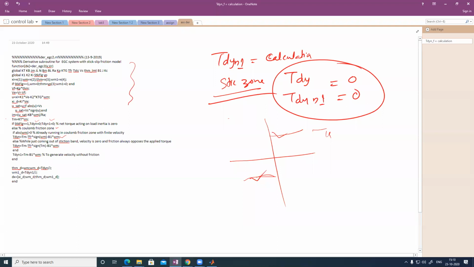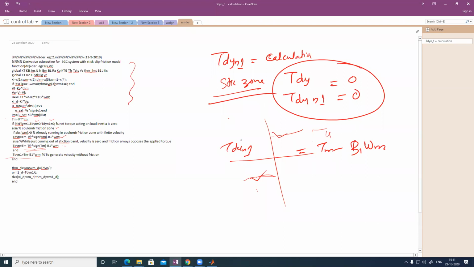Else also it is in stiction band and the velocity is 0, and it always opposes the torque. Then also this value will be like this, and the T dynamic 1 is Tf into sigma function of Tm. We are neglecting that, and T dynamic 1 is calculated. T dynamic 1 is equal to Tm minus B1 into omega m.